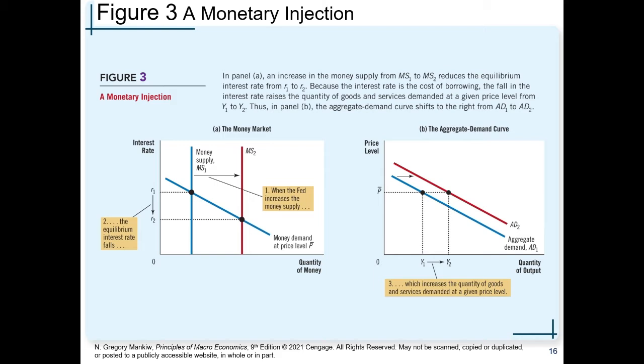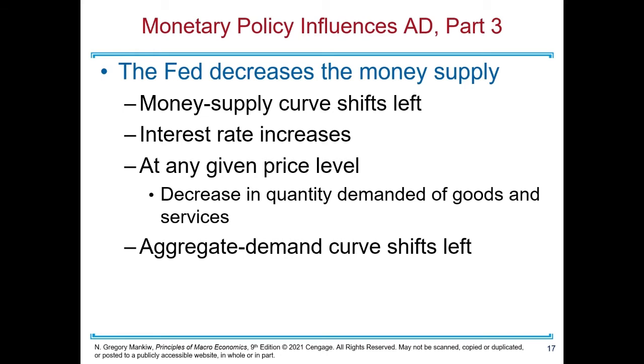Since the interest rate and the money supply change together, you can think of monetary policy in either interest rates or money supply. They target a specific interest rate and they change the money supply in whatever way is necessary to achieve that goal. If the Fed decreases the money supply, it is going to shift left, and the interest rate is going to increase. At any given price level, there is a decrease in the quantity demanded of goods and services. AD shifts left.